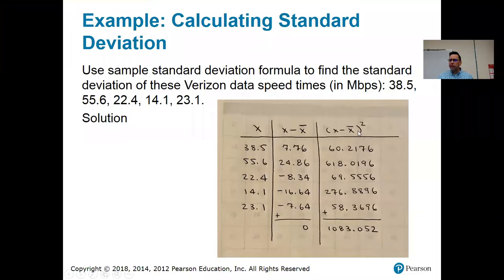Okay, and then notice at the bottom of that third column, I have added up all of these squared numbers. When you add up all these numbers, you get 1,083 and some change. All right, so on the next slide, you're about to see the standard deviation formula again.